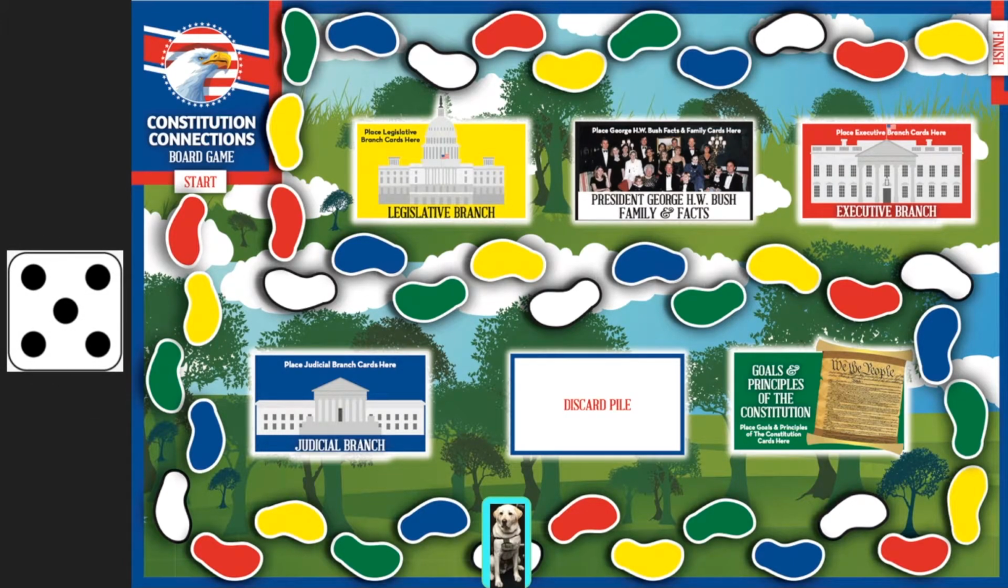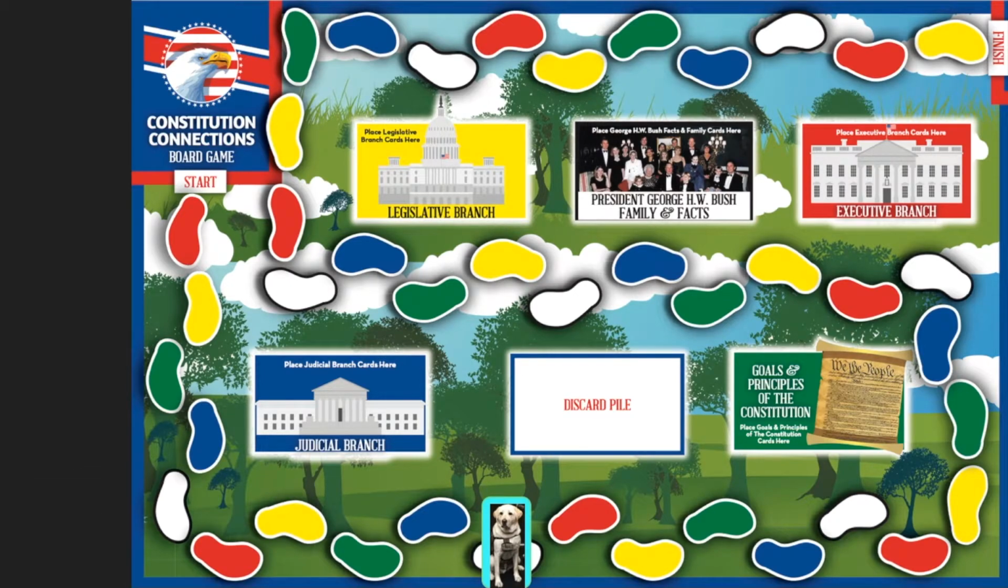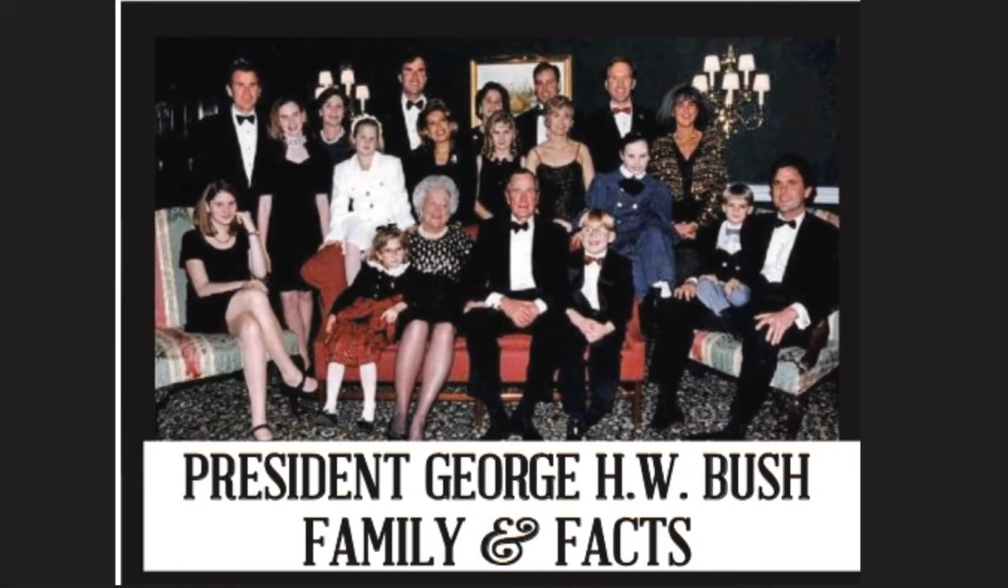And dice. Okay, so that is a 5. Dice out of the way. 1, 2, 3, 4, 5. All right, so we have landed on another white footprint. So that is going to give us President George H.W. Bush, family and facts. Let's do this.